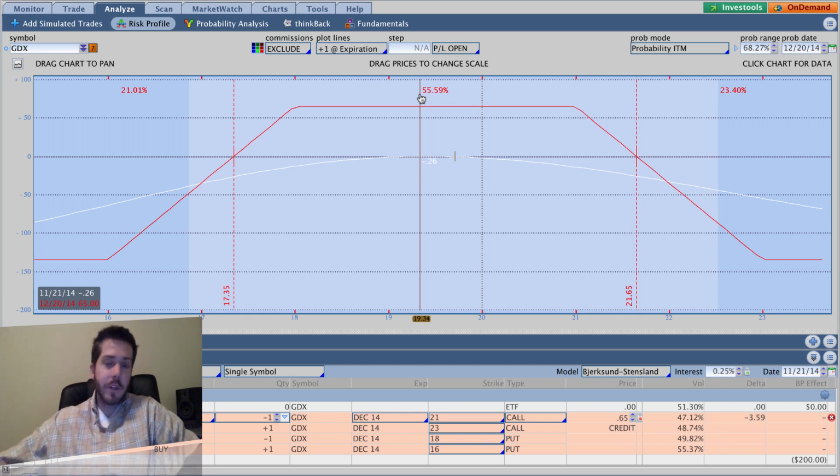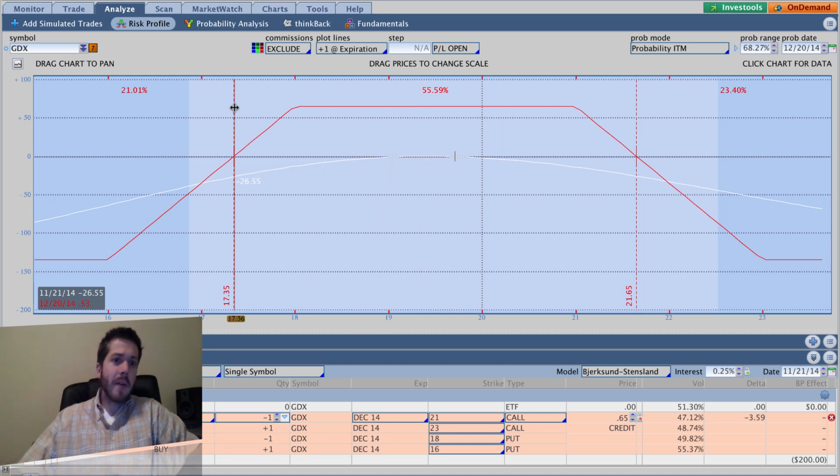So that's GDX continues to meet all the criteria that we're looking for. This is pretty much the last one I check off the list from an entry perspective. So, what do we have going on here? What does this tell us?